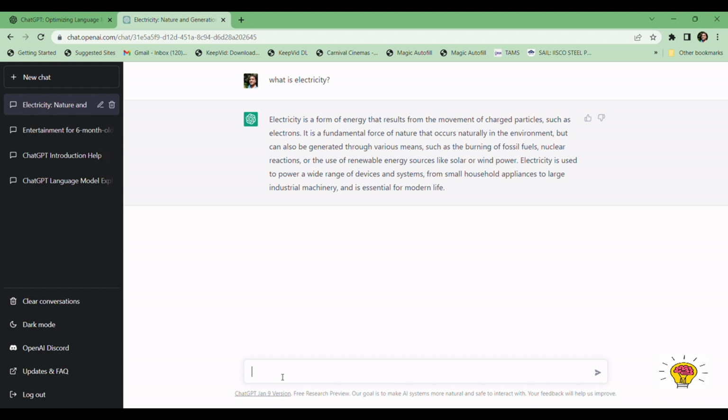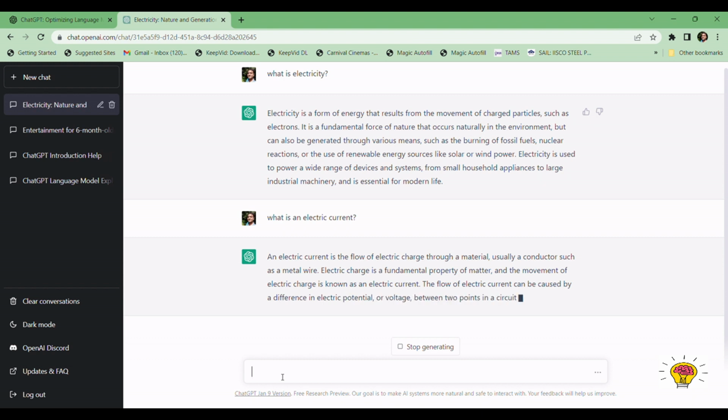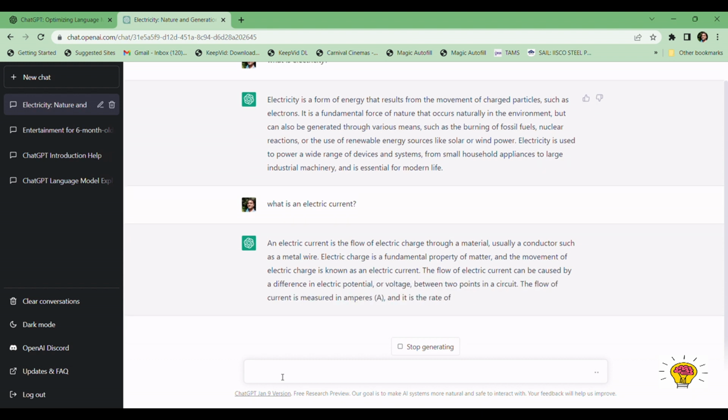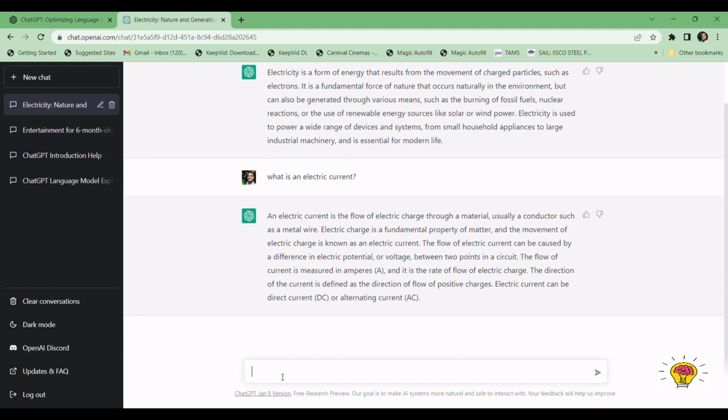So now let us ask, what is an electric current? So it says an electric current is the flow of electric charge through a material, usually a conductor such as a metal wire. Electric charge is a fundamental property, and the movement of electric charge is known as electric current. Flow of electric current can be caused by a difference in electric potential.